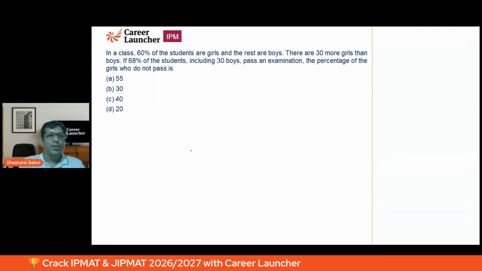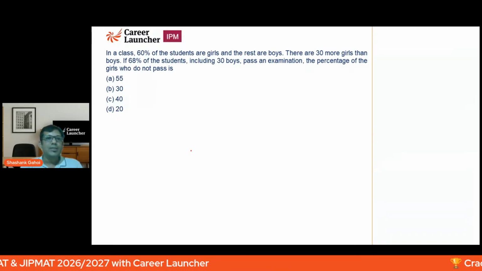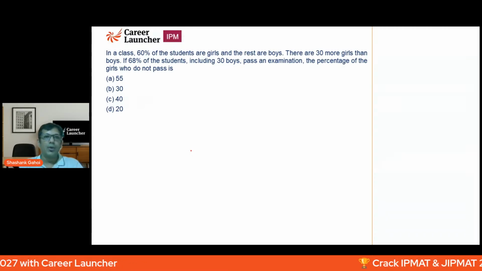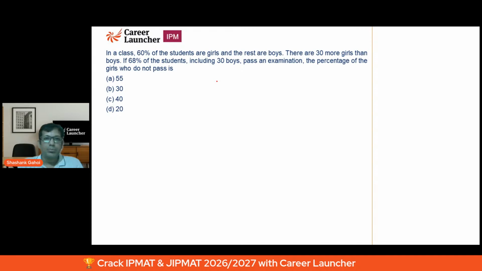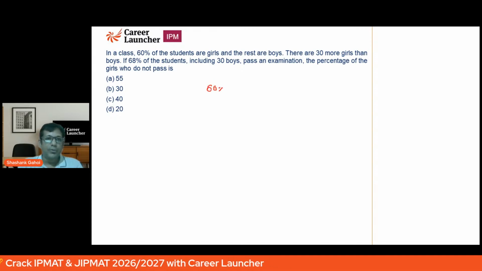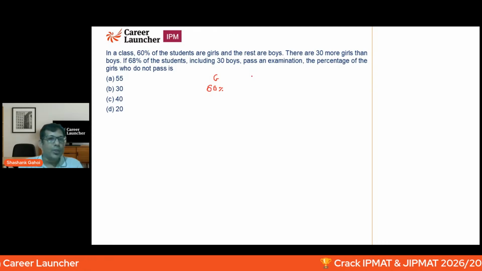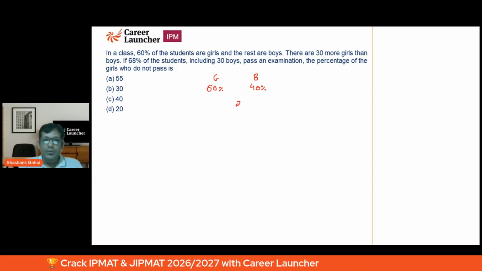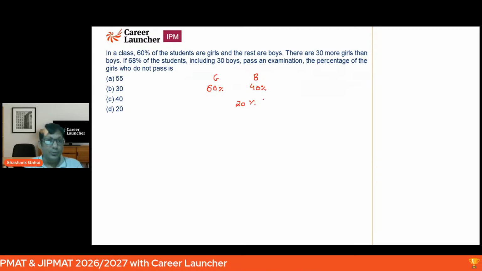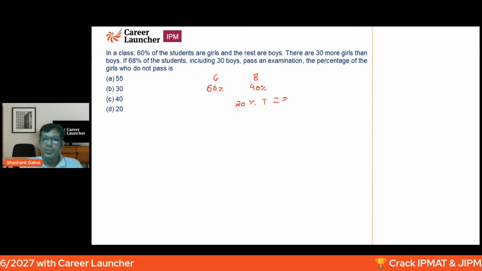Okay, so in a class, 60% of the students are girls and the rest are boys. So 60% of total are girls, and so how many boys are going to be there? 40%. So what is the difference? The difference comes out to be 20% of total, and the question says that is equal to 30, because there are 30 more girls than boys.